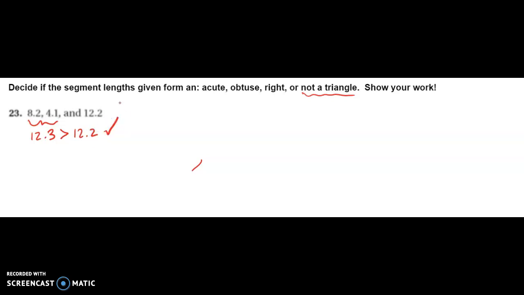Next thing, I want to check Pythagorean theorem, or Pythagorean inequality, I should say. So I'm going to check to see is 8.2 squared plus 4.1 squared greater than, equal to, or less than 12.2 squared. Quick calculator work, we get 67.24 plus 16.81. And then on the right side, it's 148.84.